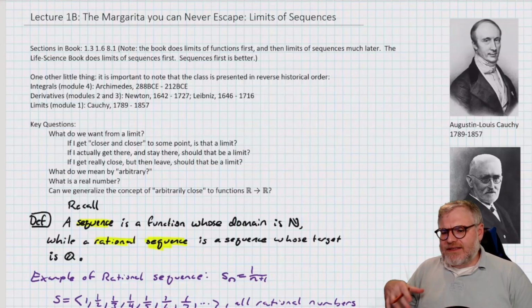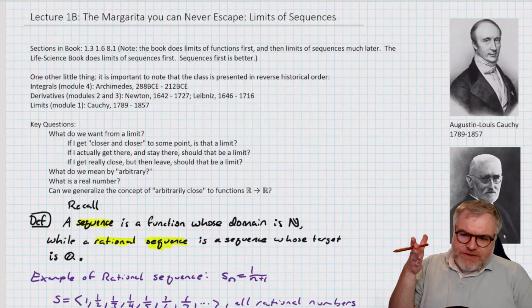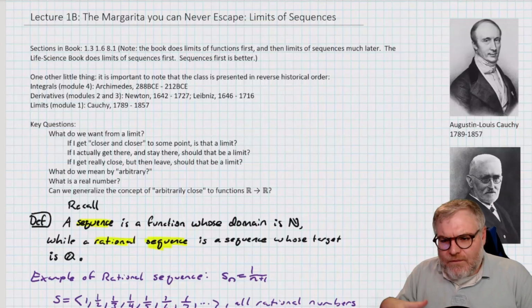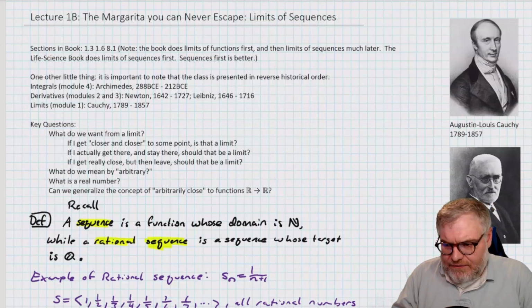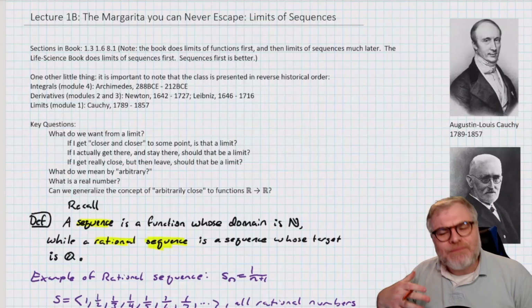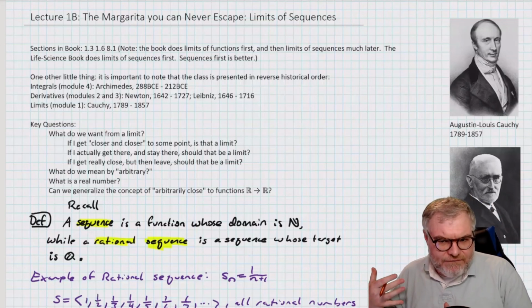Now, the newer books, especially like the life science book, actually introduce sequences first and then go into limits of functions. The reason why is because the limit of a sequence is a little bit easier to understand, especially a formal definition of a limit of a sequence. So if we can understand the limit of a sequence and what makes it special, it's very easy to get at the limit of a function, but it's much harder to do the limit of the function first.